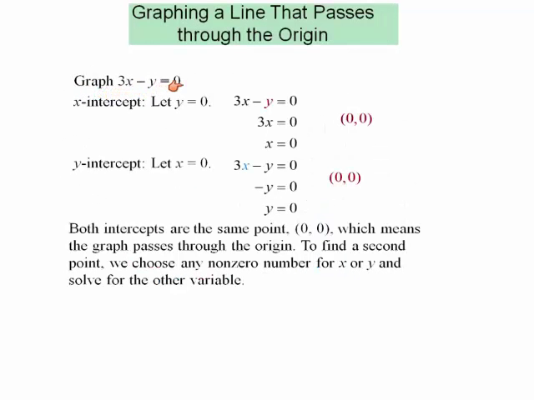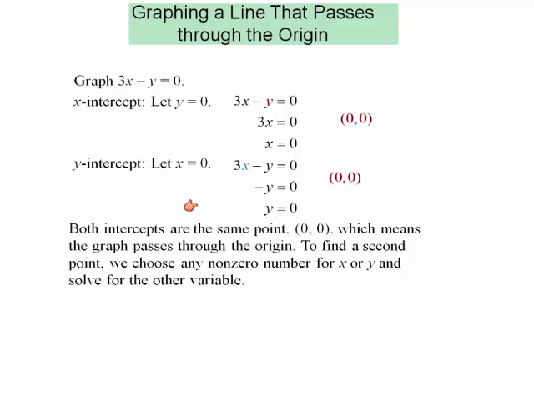So let's take a look at another example. Graph 3x minus y is equal to 0. We're going to let y be equal to 0, solve for x. 3x equal to 0, divide both sides by 3. The coefficient is 3, so x equal to 0. Now, this time, your graph is going to pass through the origin. So it means both x and y intercepts are (0, 0), right? That would be a case where your line passes through the origin, so they have the same intercept.